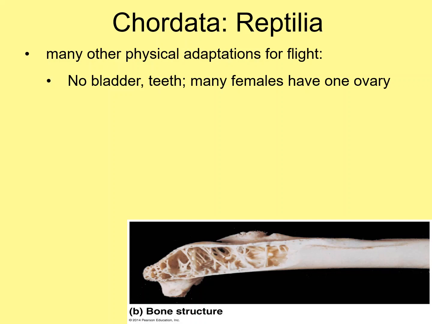So certainly loss of teeth. Again, no teeth in birds. Most females just have one ovary. Their bones are hollow. And then you have other types of adaptations.